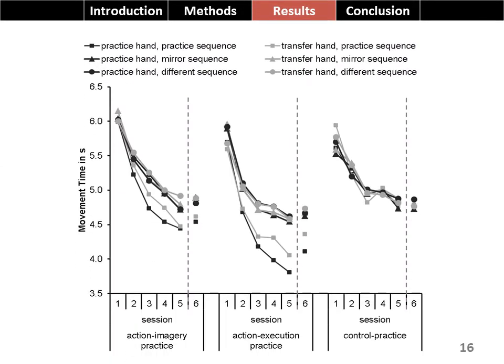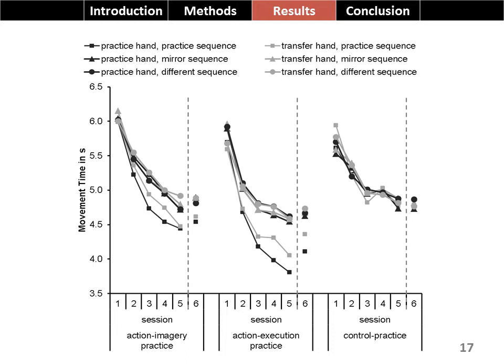I will now introduce you into the main results. Effect sizes and p-values of the effects of the ANOVA with the factors practice group, session, sequence and hand will be available in the upcoming manuscript. The results showed a general improvement from session to session, which may indicate an adaptation to the task requirements. For instance, improved finger coordination.